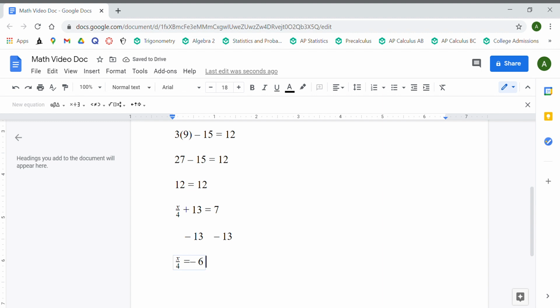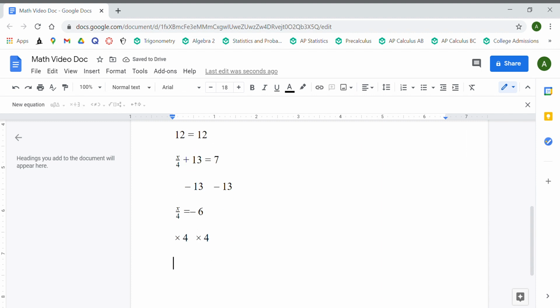Remember guys, we have opposite signed integers, so we have to take the difference of each other, and then take the sign of the number with the greatest absolute value. That would be negative 13. And so we have x divided by 4 equals negative 6. Now we simply need to multiply by 4. And in doing so, we get x equals negative 24.